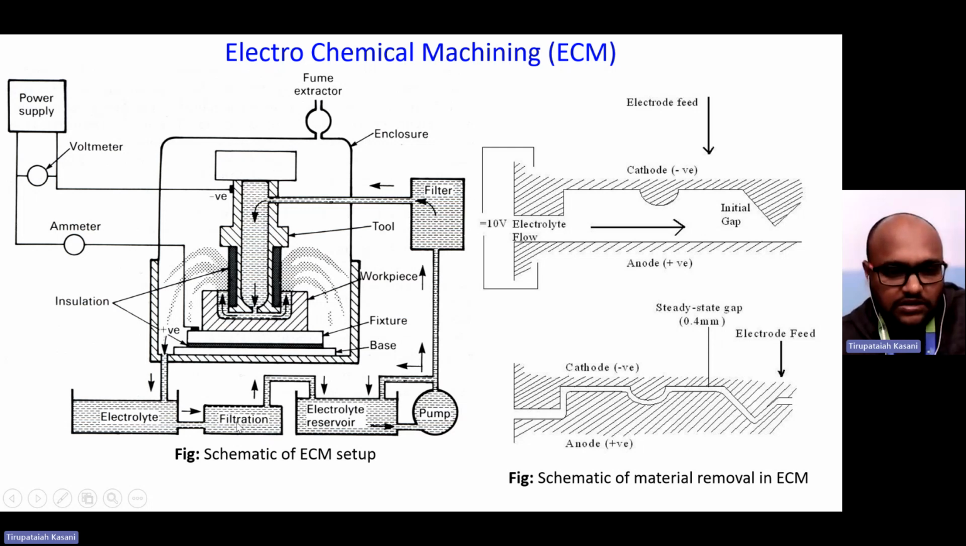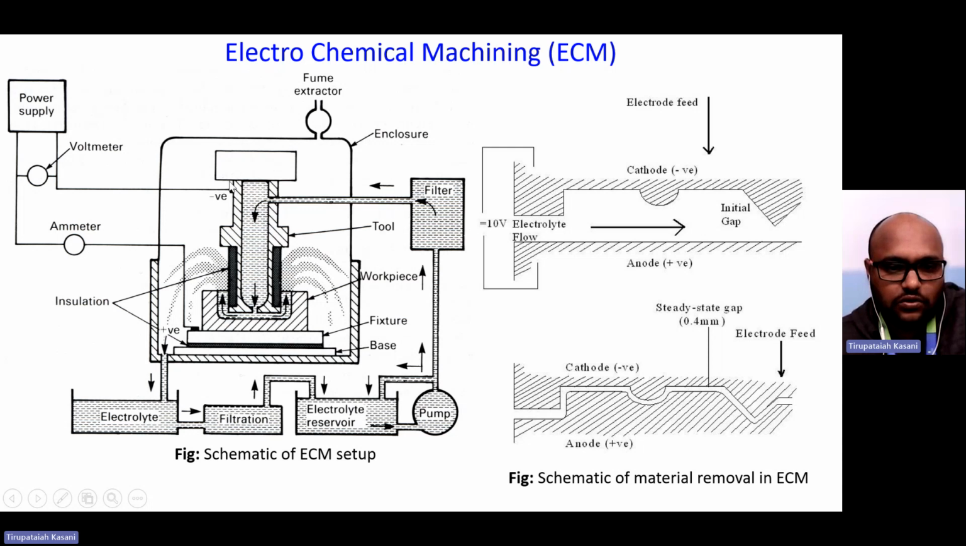Here it is the filtration process. This is the electrolyte collected from the machining zone. Some amount of the chips will be filtered out here, and some contaminations will be removed. If any are present, they will be recirculated or filtered in this filter. The electrolyte is supplied from the pump to the filter and then sent to the tool.